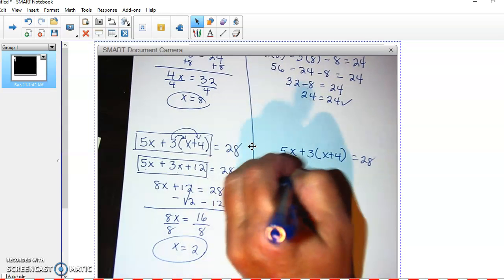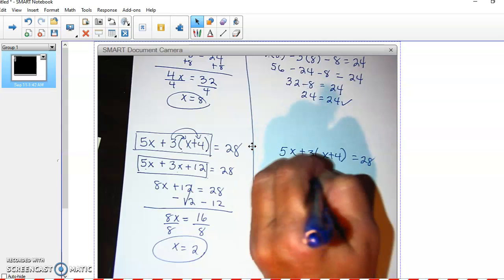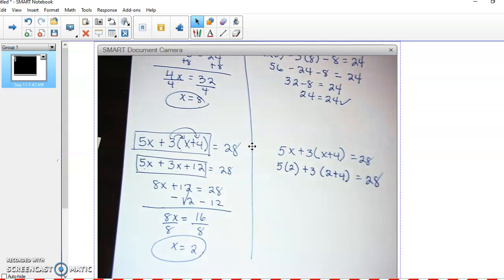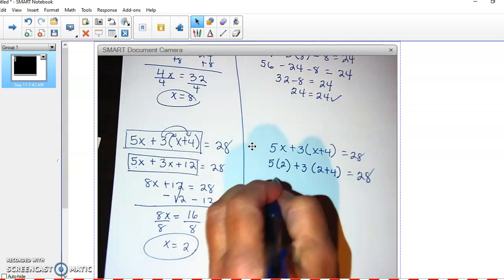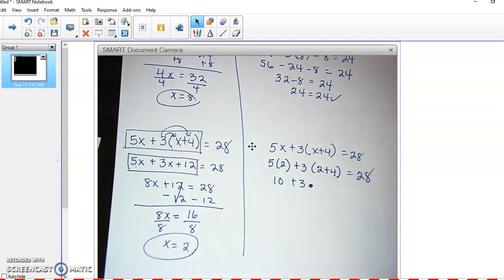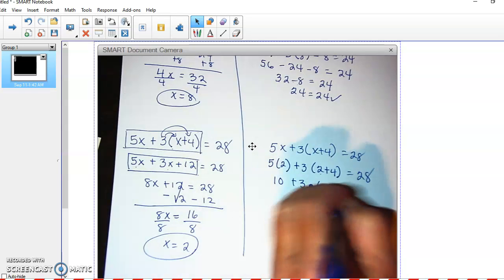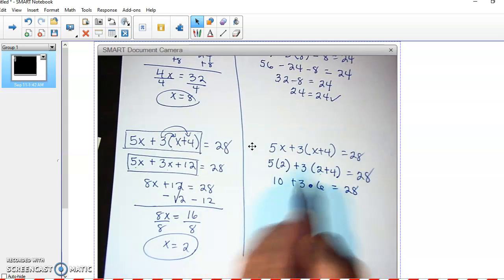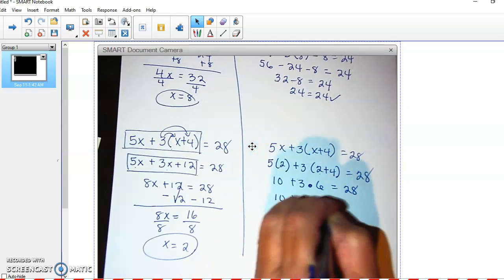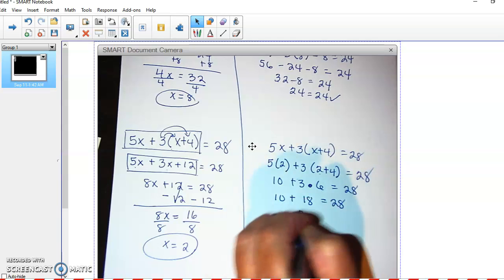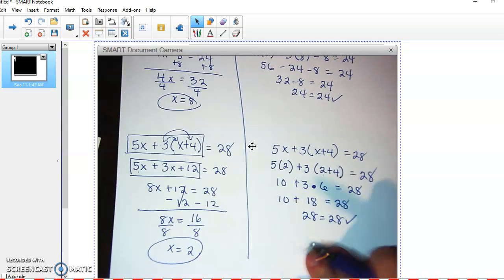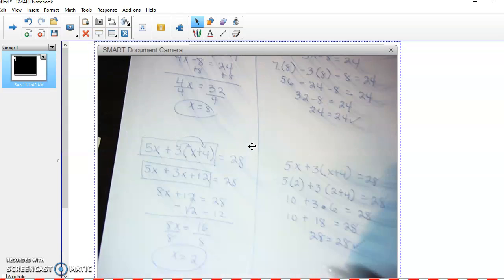So 5 times wherever x is, I'm going to put in 2. Okay, so now 5 times 2 is 10, plus 3 times, I can do inside the parentheses, right? 2 and 4 is 6, equals 28. For the order of operations, I'm going to do my multiplication first. So I'm going to say 10 plus 18, and 10 plus 18 is 28. So we know x is equal to 2. Okay, we've got 2 more to do.